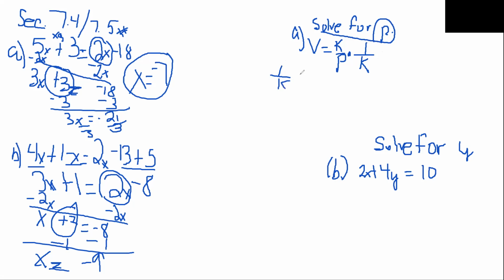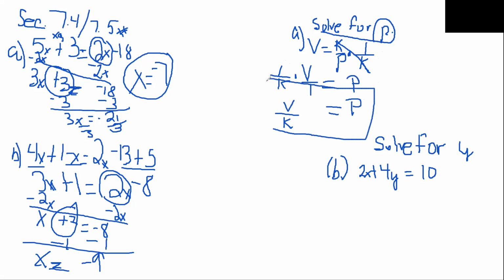1 over K times here, V. And then I'm able to cancel out my what? K's. I'm left with my P. And there I see that P will equal, once I put V over 1 to make that fraction balance, 1 times V will become V, K times 1 will become K. So therefore, I'm able to see that P equals V over K. Final answer.